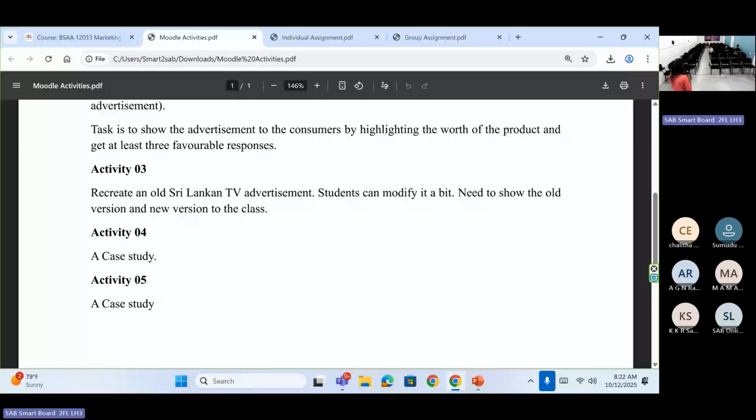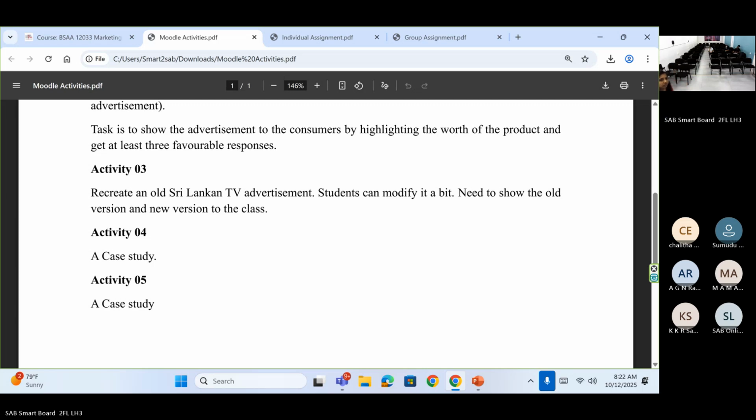Then find out mistakes in that advertisement, right? From your point of view, what are the issues in that advertisement? How can you modify it? Likewise, you can give suggestions. You don't have to recreate it. You can just give your suggestions that you can do.